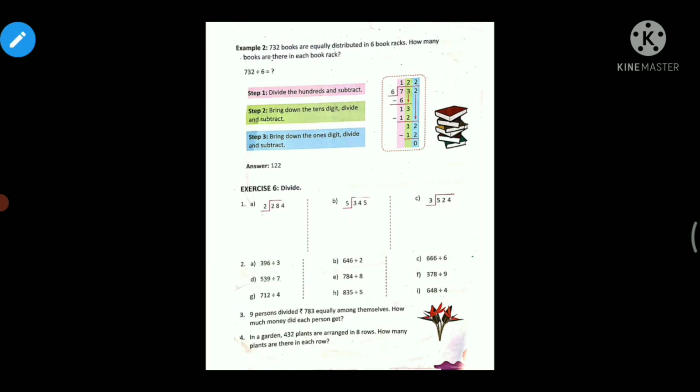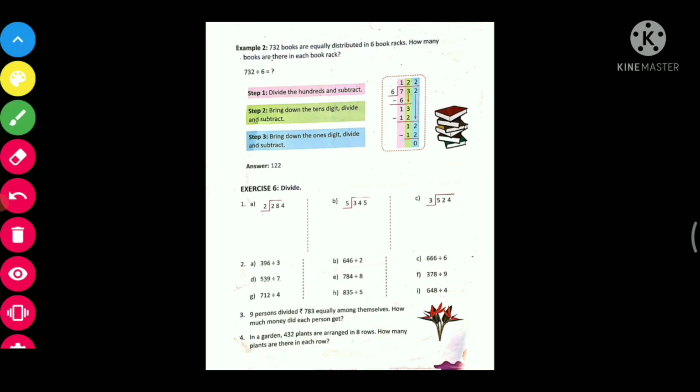9 people divided rupees 783 equally among themselves. How much money did each person get? So total 783 rupees is there, and this money is divided among 9 persons. Okay, so here we have to find how much money each will get.